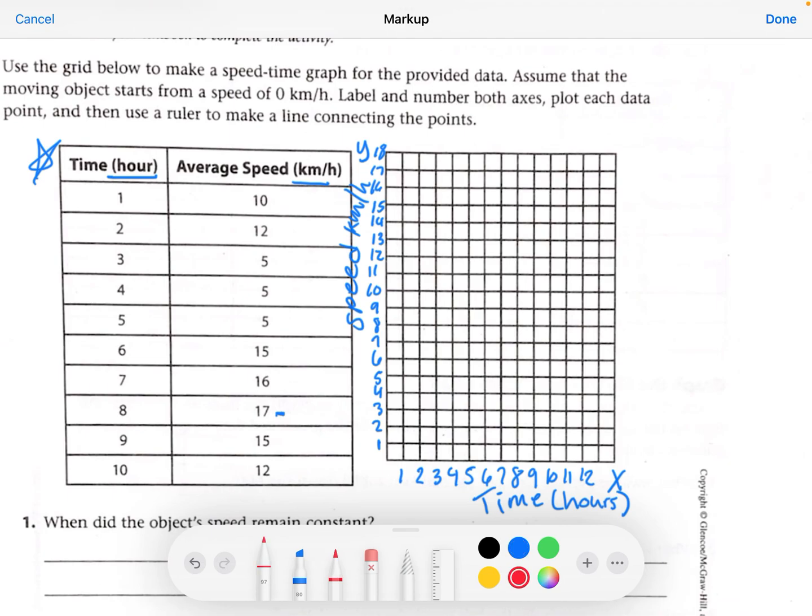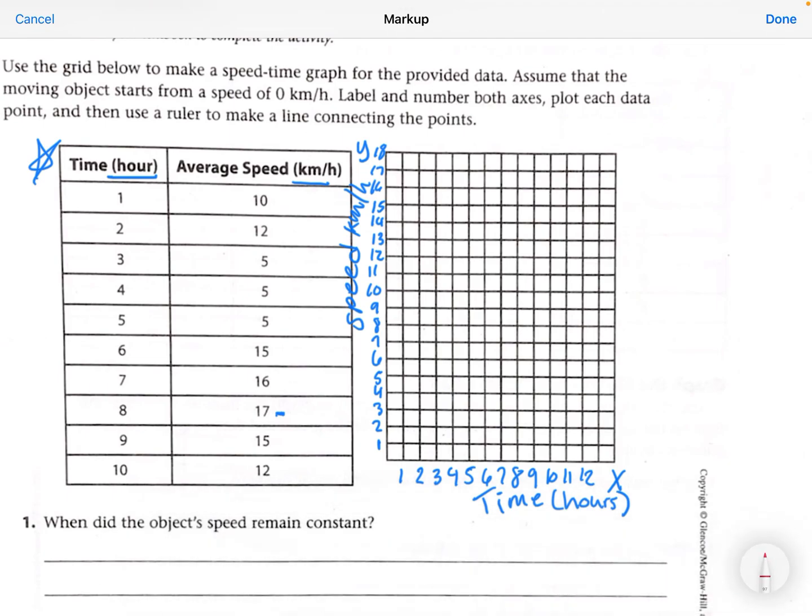So for the first one that we're going to do, for hour number 1, our speed was 10 kilometers per hour. So I'm going to plot my point here at 10. For hour number 2, we were at 12 kilometers per hour. So I want to draw my dot here at 12. For hour number 3, we were at 5 kilometers per hour. So I'm going to draw it right here. For hour number 4, we were again at 5 kilometers per hour. And for hour number 5, we were at 5 kilometers per hour.